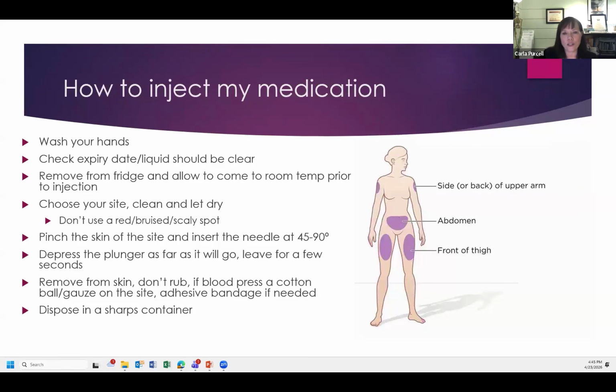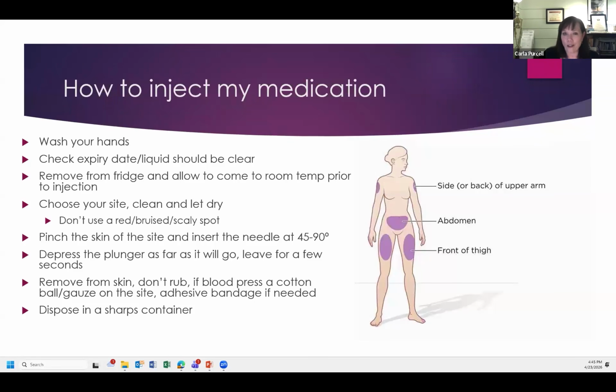So if you're having to give yourself an injection, the most common sites would be your thighs, your stomach, or your upper arms. If you're using your stomach, you're not within 2 inches of your belly button, so you want to stay away from that area. And if you're using your arms, you'll probably need assistance with it. So first thing, wash your hands. Make sure you check the expiry date on the medication that you're using. It's always more comfortable to inject it if you leave it out of the fridge for a few minutes before you inject it.